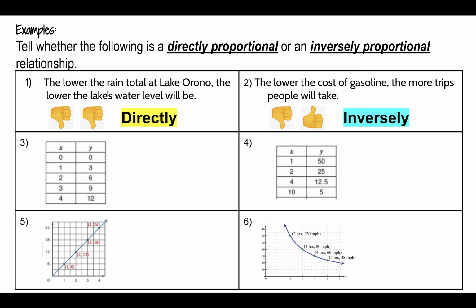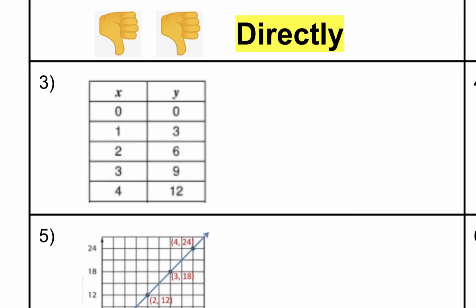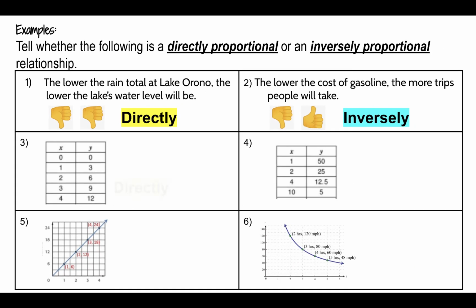But can you determine by going y divided by x if there is a constant rate of change? 3 divided by 1 is 3. 6 divided by 2 is 3. 9 divided by 3 is 3. 12 divided by 4 is 3. There is a constant rate of change. The value is consistent. It is directly proportional. How about in the other table?